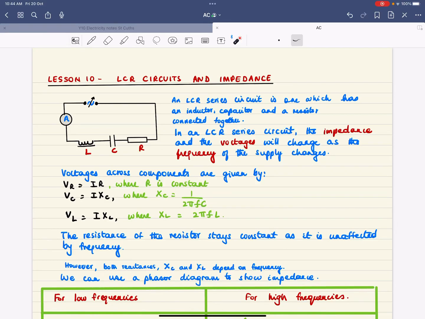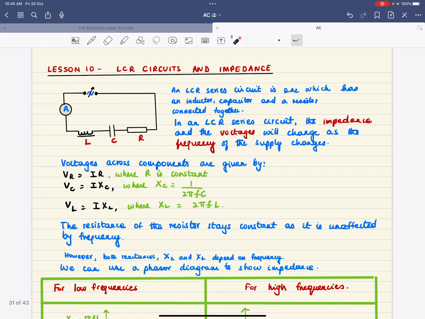This is John, and this is lesson 10 for year 13 physics, and this lesson is on LCR circuits and impedance. So an LCR series circuit is one which has the inductor, capacitor and resistor all connected together. In an LCR circuit, the impedance and the voltages will change as the frequency of the supply changes.